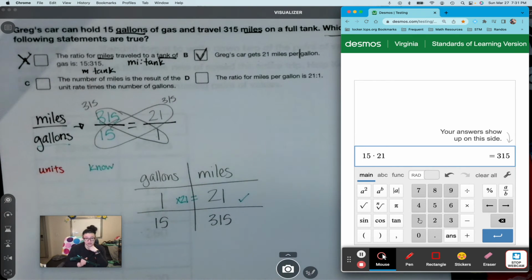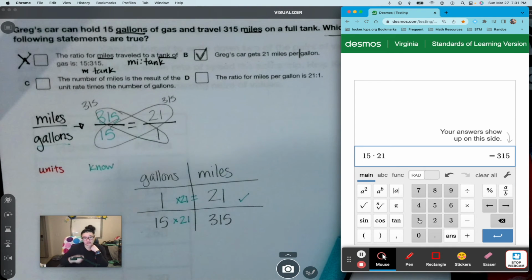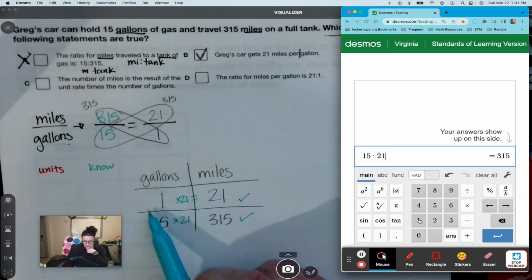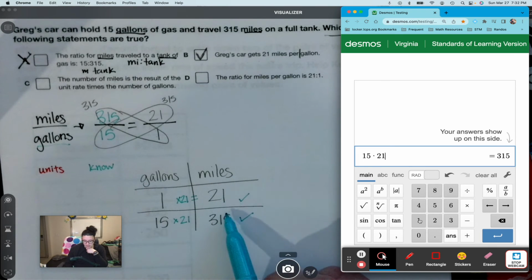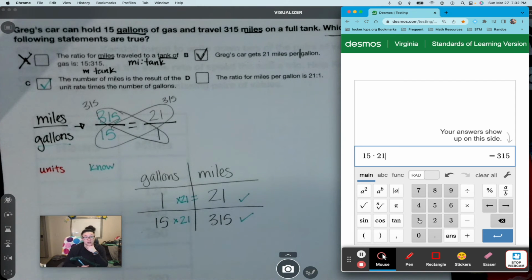It sure does. And if I take my 15 gallons times my unit rate of 21, we already know that 15 times 21 is 315. So this one is also true. I take my unit rate times my number of gallons, and that'll give me how many miles I've driven. So C is also correct.